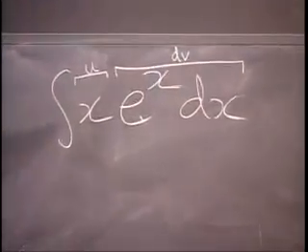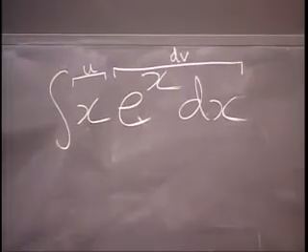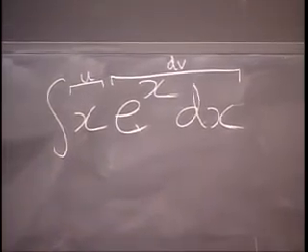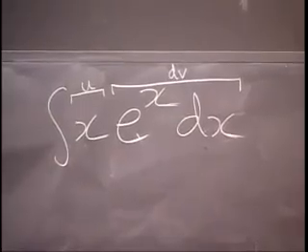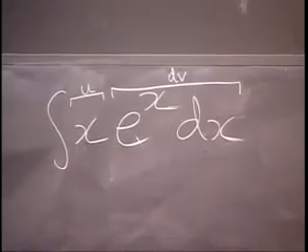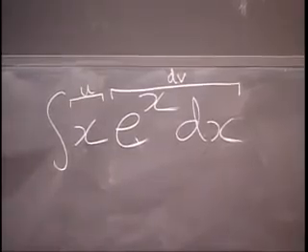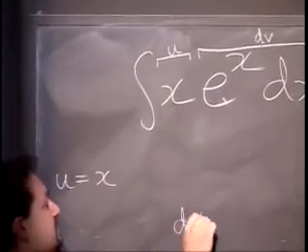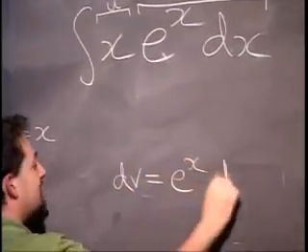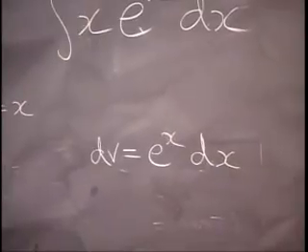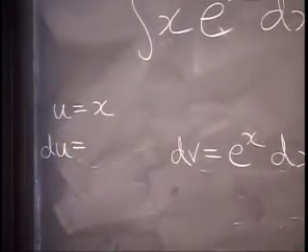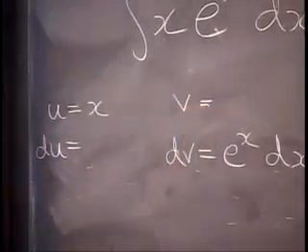Now notice that dv isn't just a function, it also involves the dx. And that's important. You can't have the dv involving just a function. It has to involve the dx. So let's summarize this in a little table. I'm going to say u equals x, and I'm going to say dv is e^x dx. And the reason I've laid it out like this is because I want to leave a space for du and a space for v.